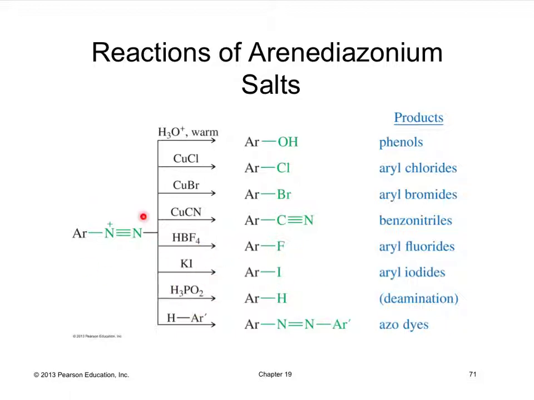H3PO2 will actually remove this and deaminate, so it's just going to become the aryl or the benzene, and then you can actually couple another aryl group so that you generate an azo dye.